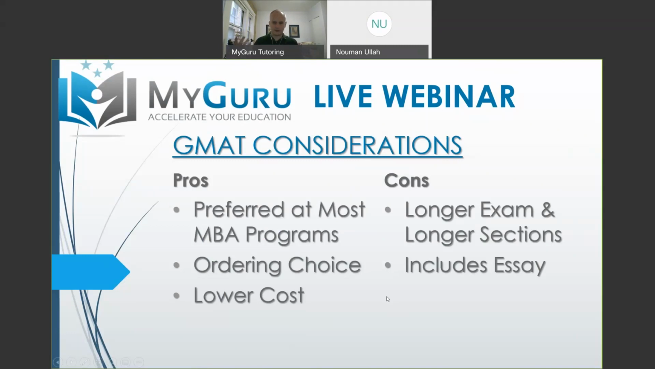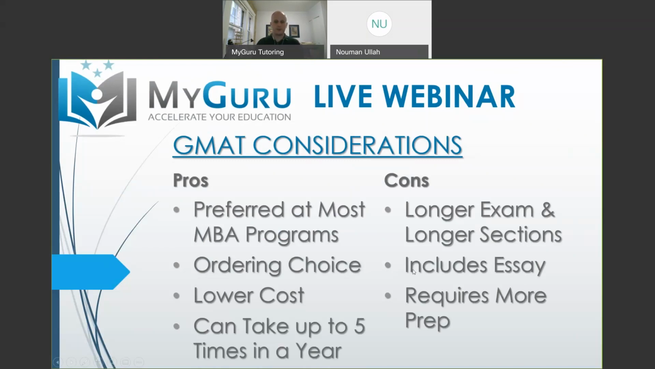Pro, lower cost. We already talked about this. It is just a cheaper exam. For whatever reason, the more time you spend at the testing center, the less it costs. So that's one nice thing about the GMAT. But as we've been talking about, it does require more prep. There's more content to cover on the quantitative side. Generally is just more difficult.